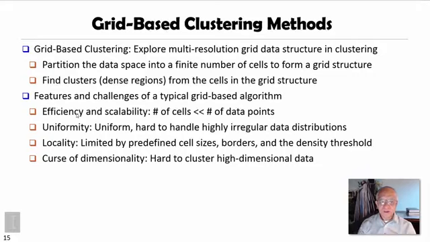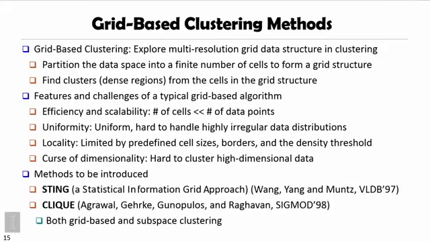That means it is uniform, because with a 10 by 10 grid, it's a pretty uniform structure, but it is hard to handle highly irregular data distributions. The third feature is locality. That means it's limited by the predefined cell size and borders and the predefined density threshold. The fourth one is the curse of dimensionality, which means it's hard to cluster high-dimensional data.